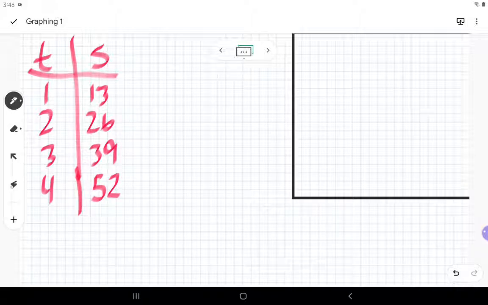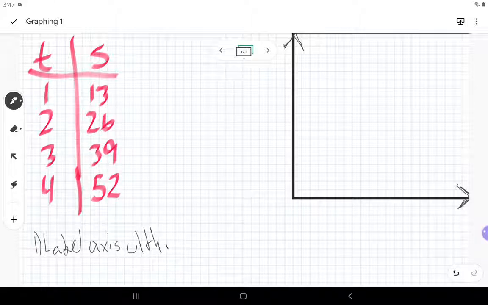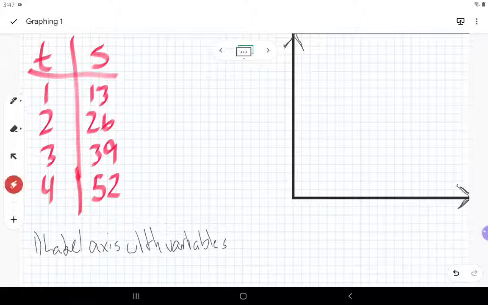So I've used a ruler to draw 2 nice lines here. Okay, I'm going to indicate using an arrow like this to say that these lines do keep going forever in those directions. Okay, they do keep going forever in both directions. Now, the first thing I need to do is label the axis with my variables. So when I label the axis with my variables, the first one I have is t. That's my horizontal because it's the first one in my table of values.